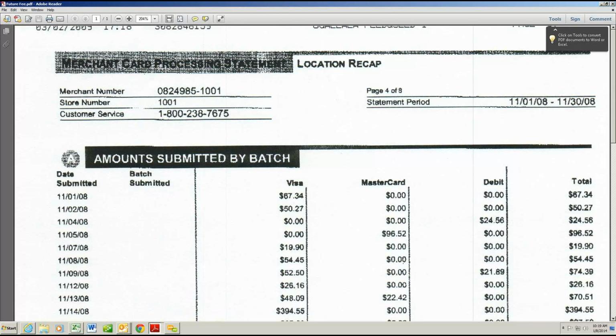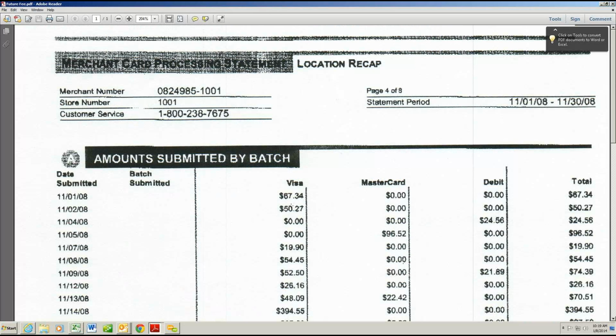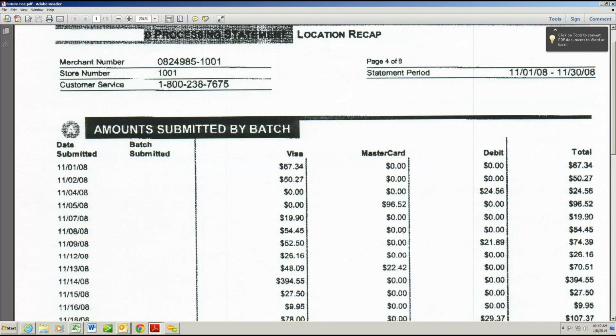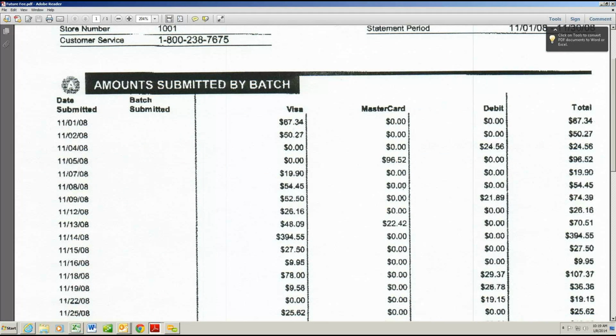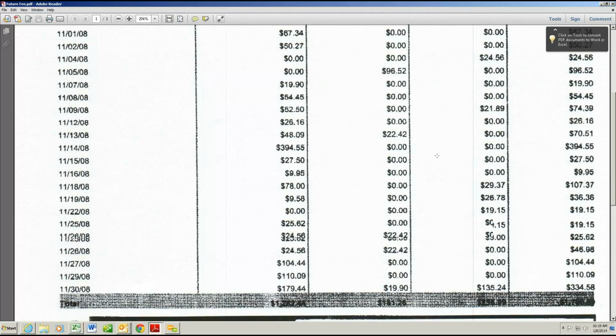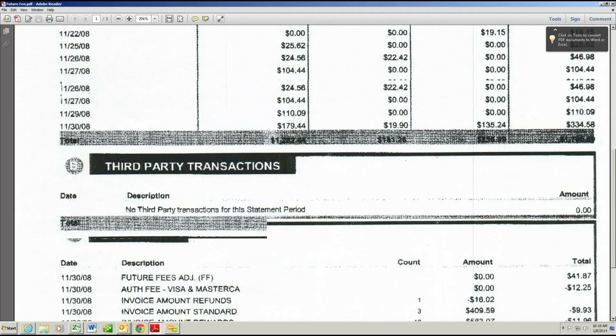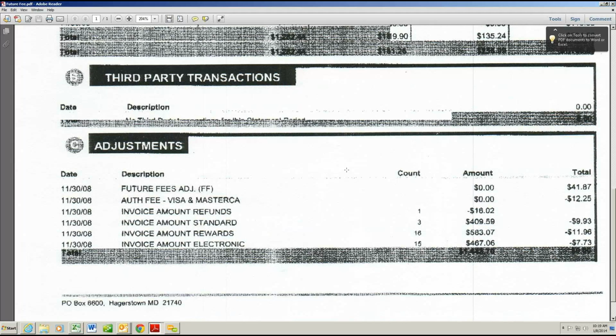Here's a sample statement, and this is a statement from a very large bank. After you're in this business for a while, you can look at a statement and you know exactly what's what. But when you look at this statement, you recognize the form. It shows the dates of the transactions, how much Visa, MasterCard, debit was processed. So those are the daily transactions. And then here's where the fees are listed.